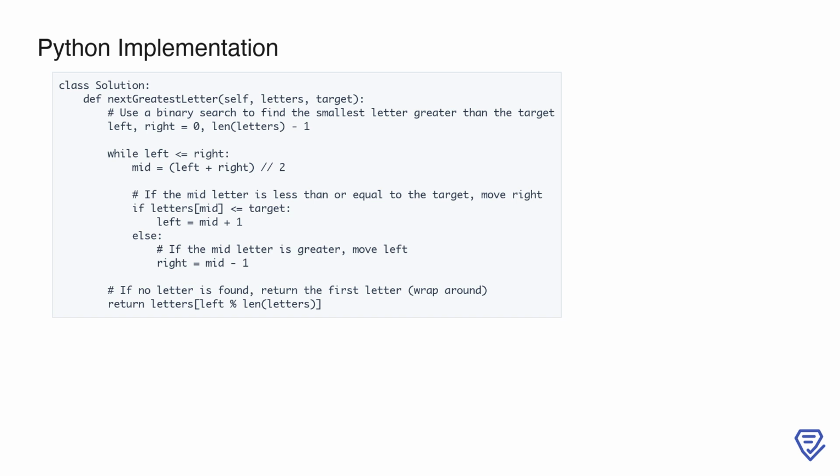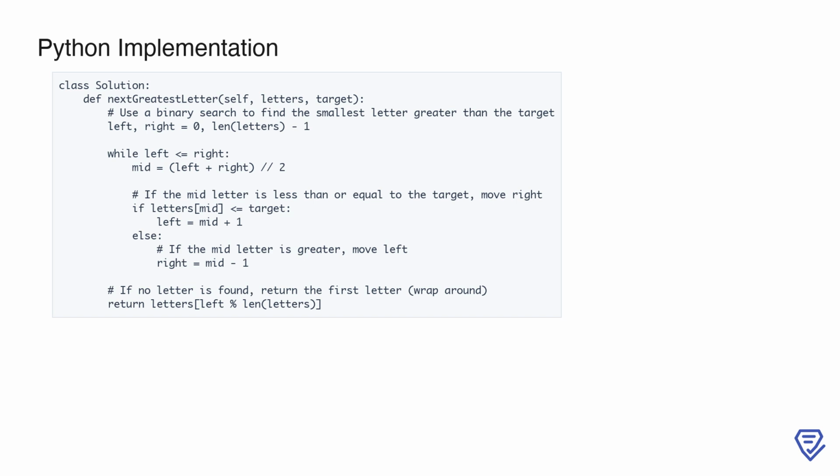3. Comparison and pointer adjustment. If the character at the midpoint, letters[mid], is less than or equal to the target, it means the desired character must lie in the right half of the array. The left pointer is updated to mid + 1. Otherwise, if letters[mid] is greater than the target, the desired character might be in the left half, so the right pointer is updated to mid - 1.